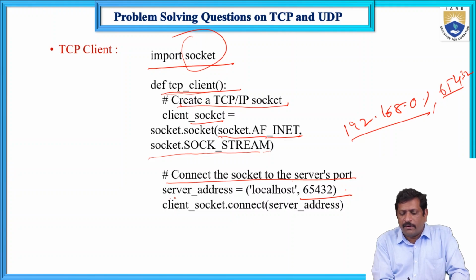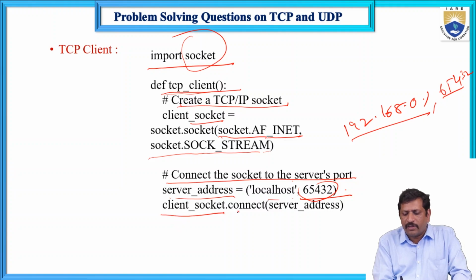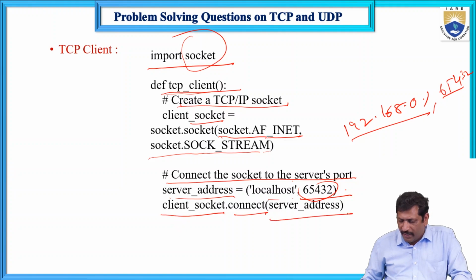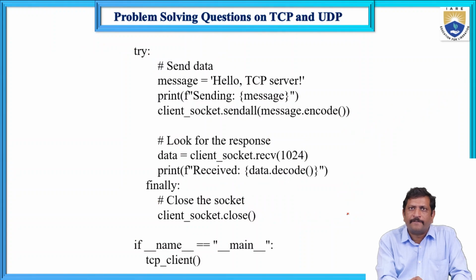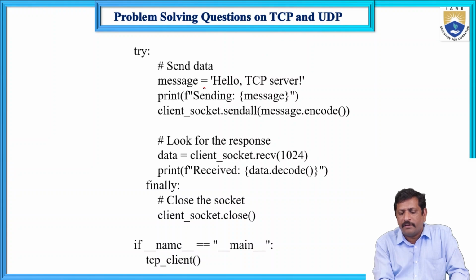Here the server address is localhost, and 65432 is the port number. The function for the connection establishment is client socket connect with the server address, and trying. Trying, it is sending the data. For that, what data is it sending? The message is equal to hello TCP server. This message is sent from the client.